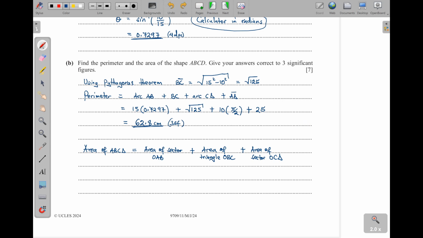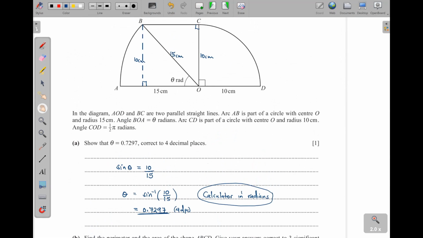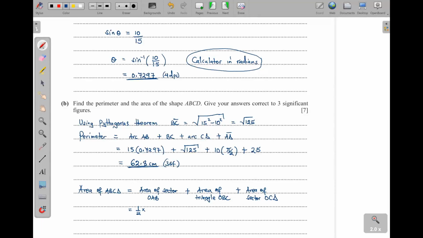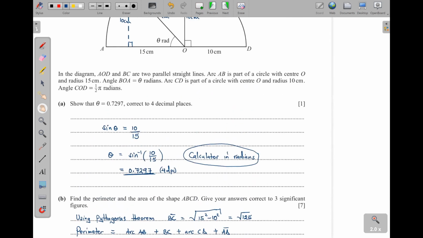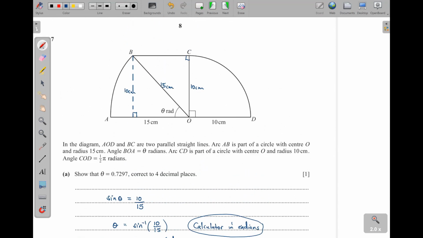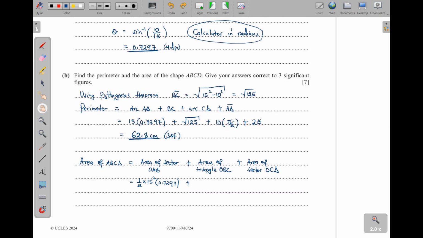So what is the radius for this one? It is a half. Then the radius for OAB, that is 15. So we have 15 squared, and then the angle is 0.7297. Then the area of the triangle is a half base height, okay? So this BC here, and then this one here, right? So we shall have a half times 10, that is a half times 10, then times the BC, which we got as square root of 125.